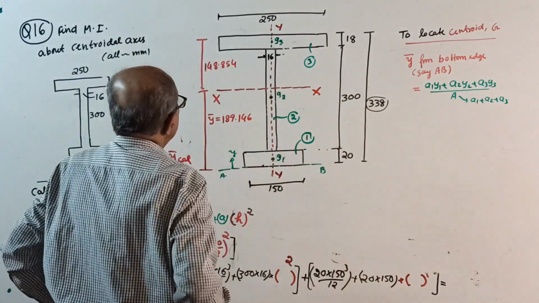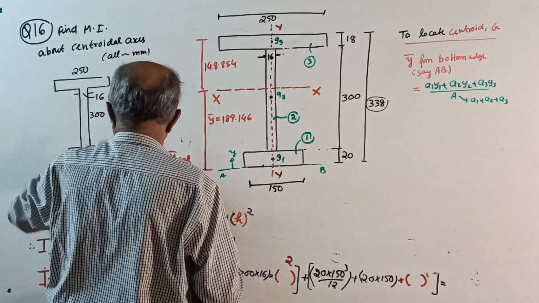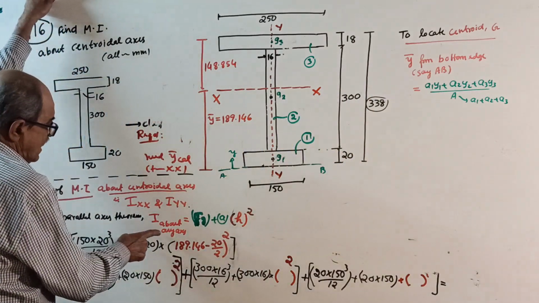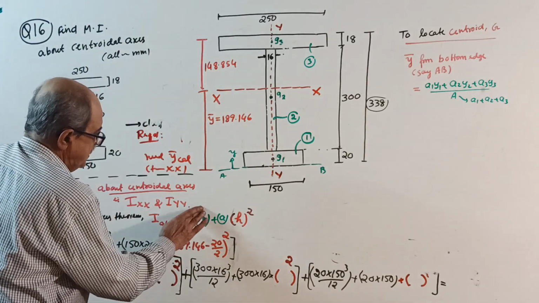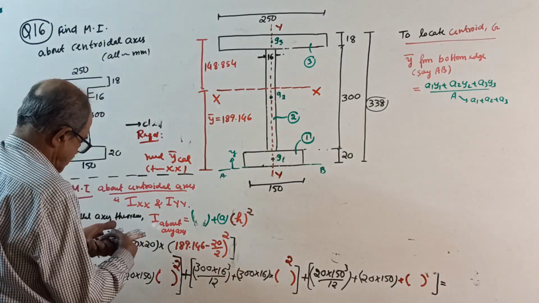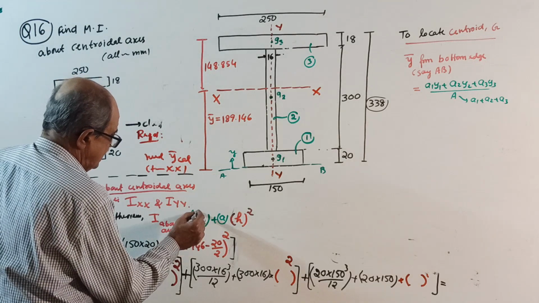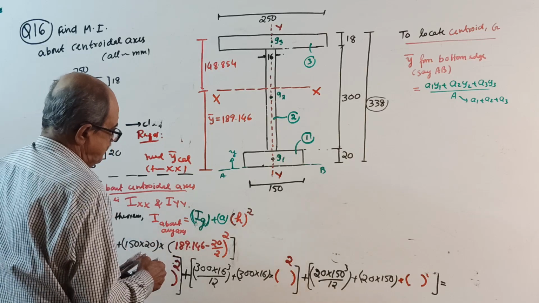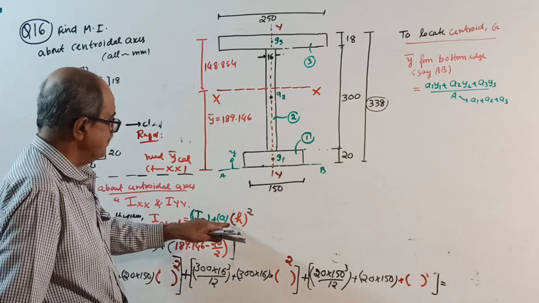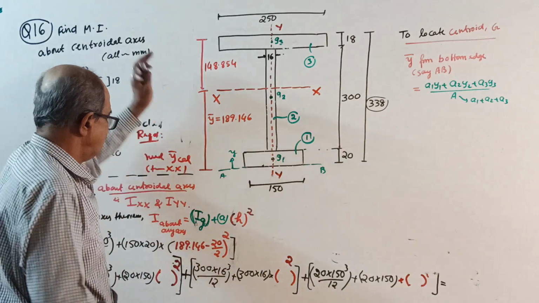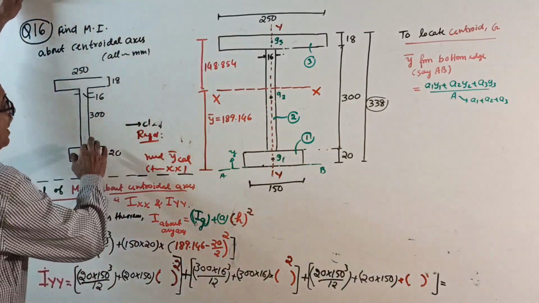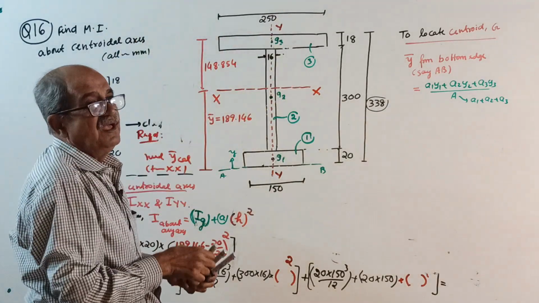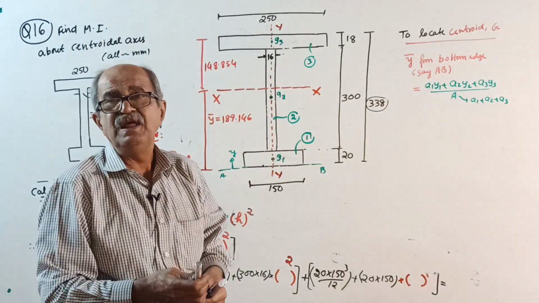Okay. Now, start. By the parallel axis theorem, I about any axis equals Ig plus A h square. I have put too much ink. If anybody asks me, sir, not clear, then discontinue my class. Okay, over. Now start. I about XX. I will explain very systematically for this question.